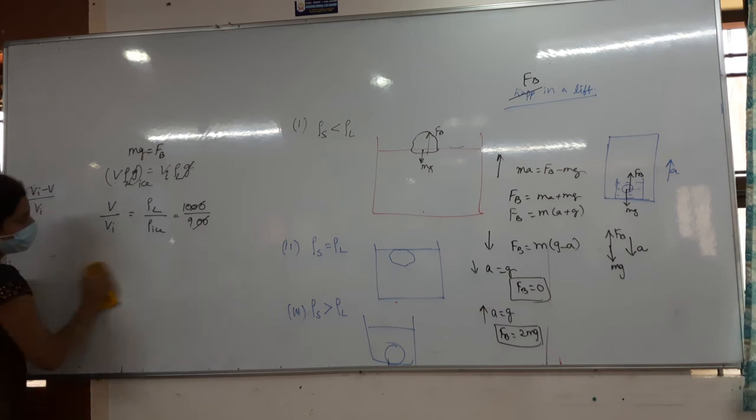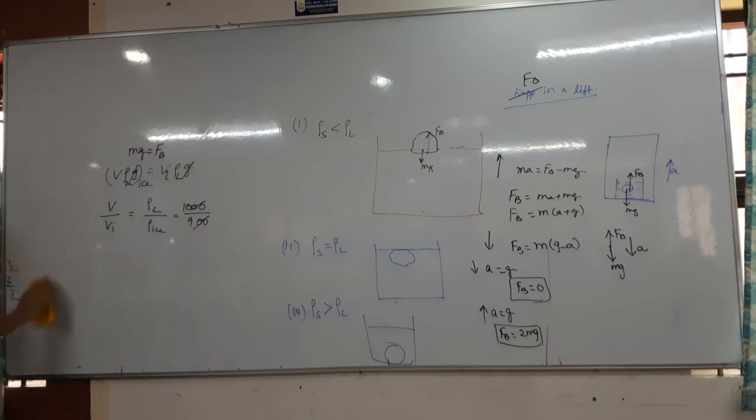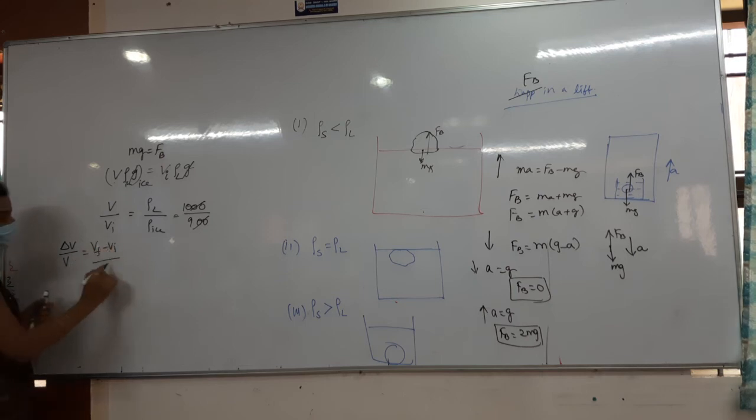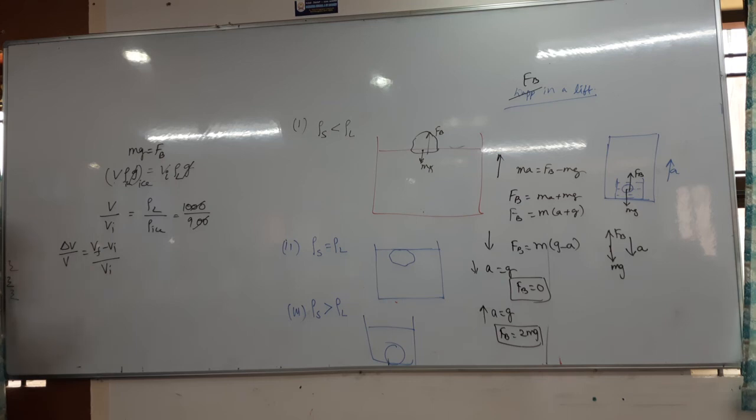Wait, actually, what is our formula? The fraction is what? Delta V by V only, right? Delta V is V final minus V initial by V initial. But in case of fraction, like the kinetic energy in the collision concept, I said that for loss we compare with the initial value. Initial minus final only, you will do.